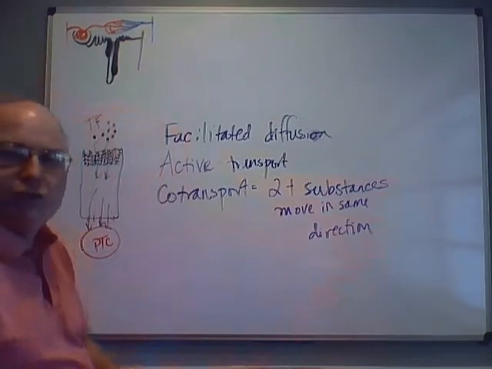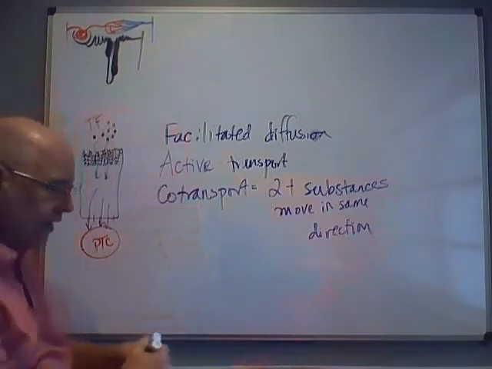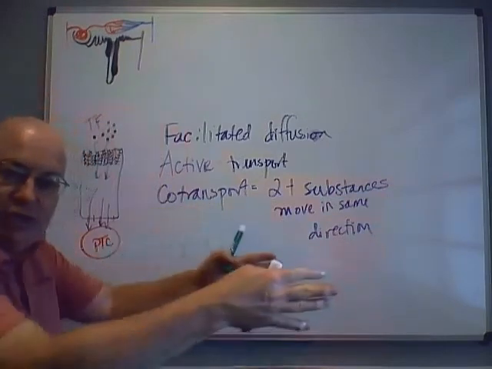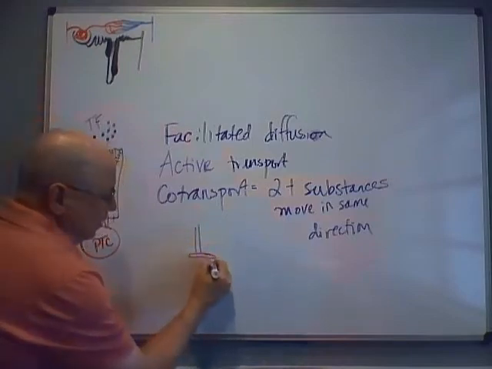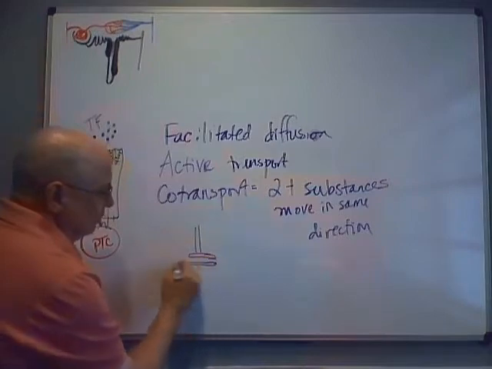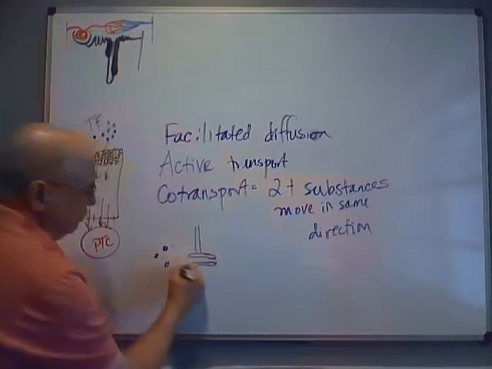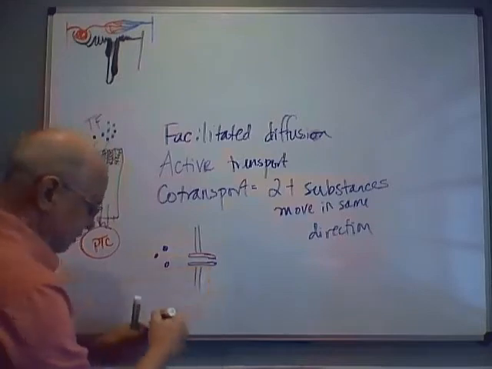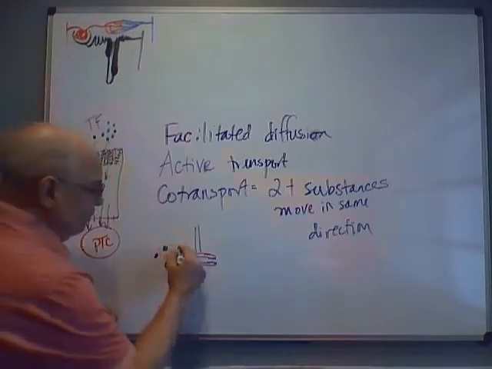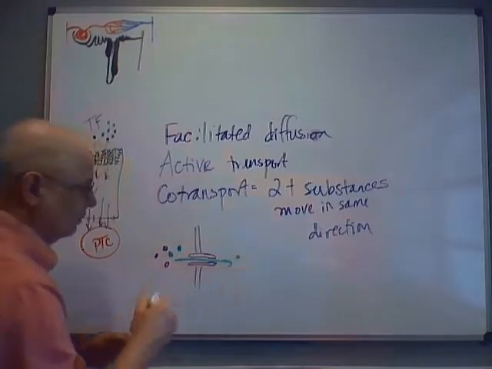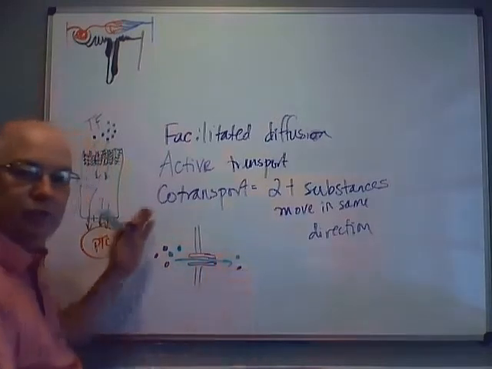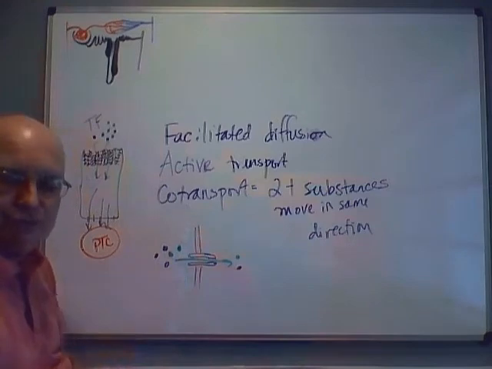Anyway, so in co-transport, I have to have two substances that are going to move in the same direction. So if I have a semi-permeable membrane, and I have some ion channel here, and I open this ion channel, then these two substances are going to move in the same direction. They both can cross like this. Co meaning with, they transport with each other or together.